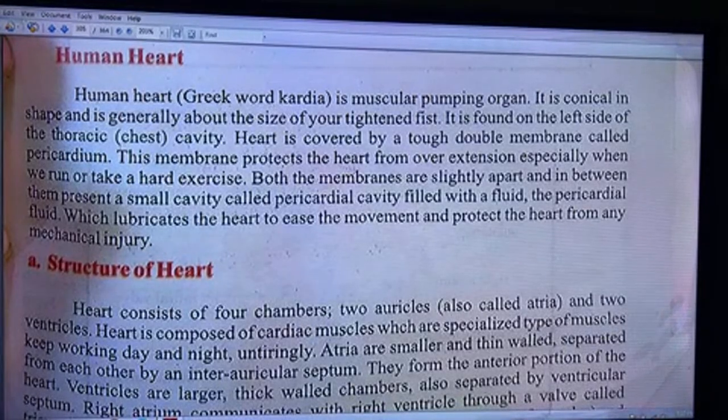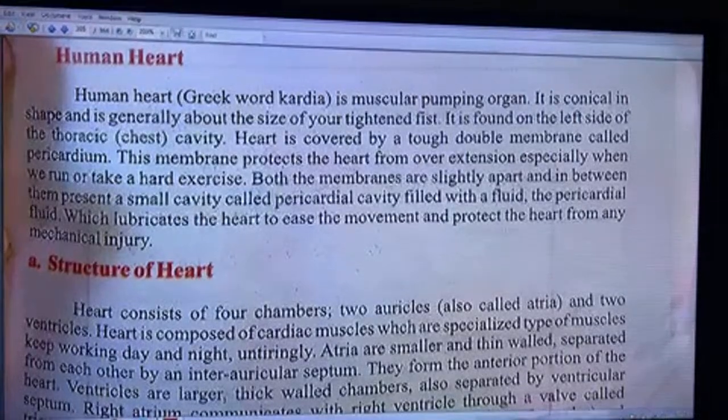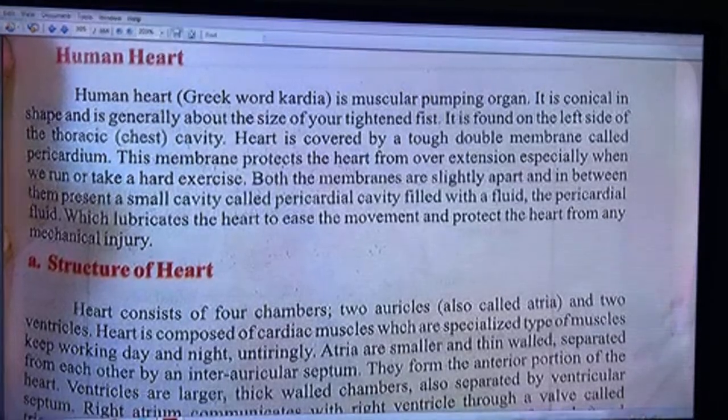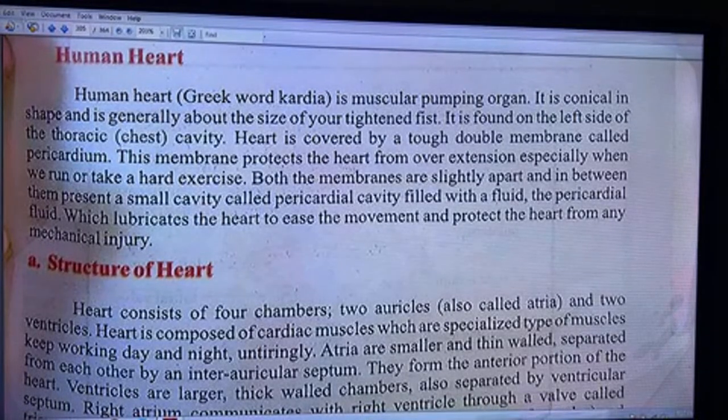This membrane protects the heart from overextension, especially when we run or take hard exercise. Both the membranes are slightly apart, and in between them is a small cavity called the pericardial cavity, filled with a fluid. The pericardial fluid lubricates the heart to ease its movement and protects the heart from any mechanical injury.